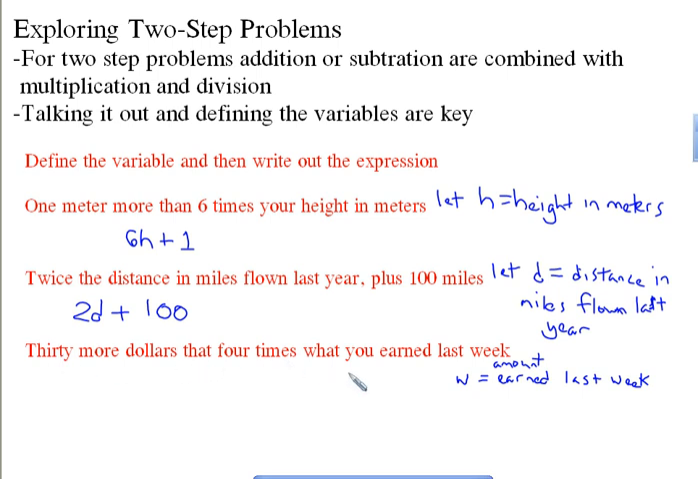$30 more than 4 times what you earned last week. So 4 times W plus 30. And those are variable expressions, and we'll move on to solving those in the next session.